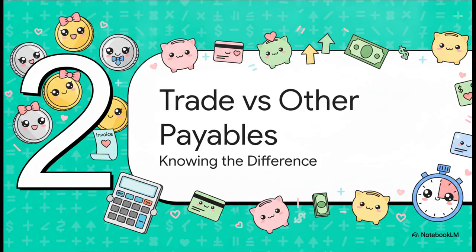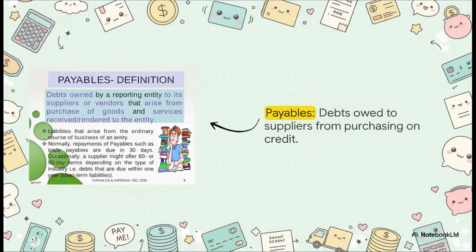Moving right along to Section 2, trade versus other payables, and knowing the difference between the two. Now that we know what a financial liability actually is, let's look at the specific types of short-term debts you're going to handle daily in business. Broadly speaking, payables are just debts owed to a reporting entity's suppliers or vendors. They pop up directly from purchasing goods and services on credit, just in the ordinary, day-to-day course of running a business. Usually these are short-term, meaning you've got to pay them back within a short 30 to 90-day window.